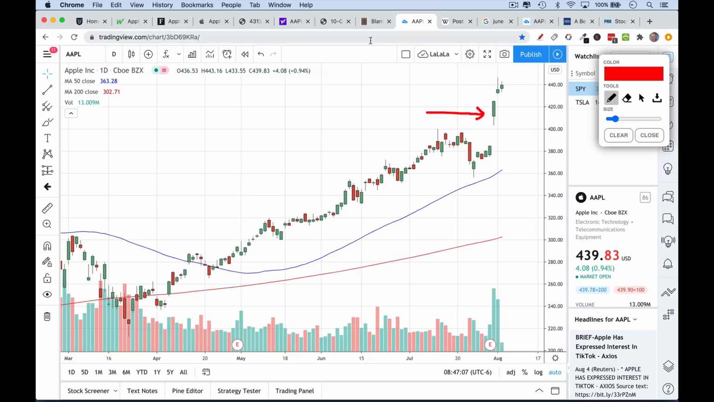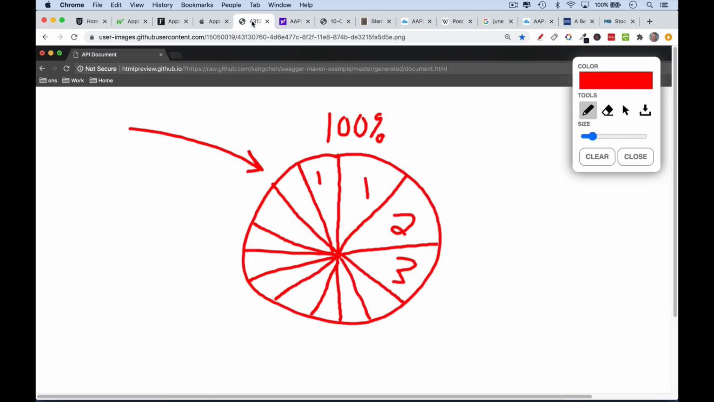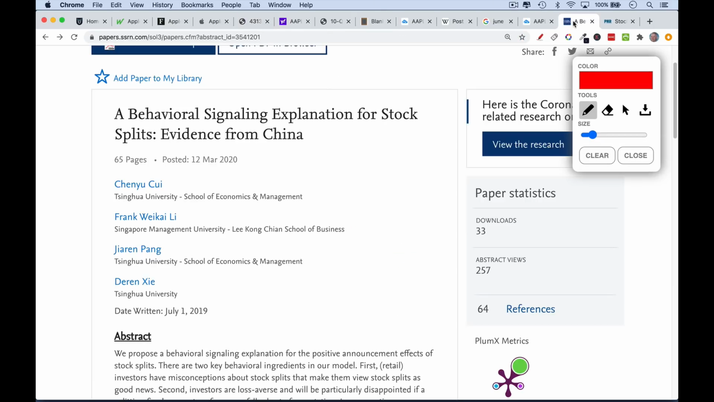But I just wanted to make you aware of the fact that in the markets, there's always the base level of a stock split shouldn't change anything, but then there's the more sophisticated level where the market has learned to read things like stock splits as signaling mechanisms from management or from the board.